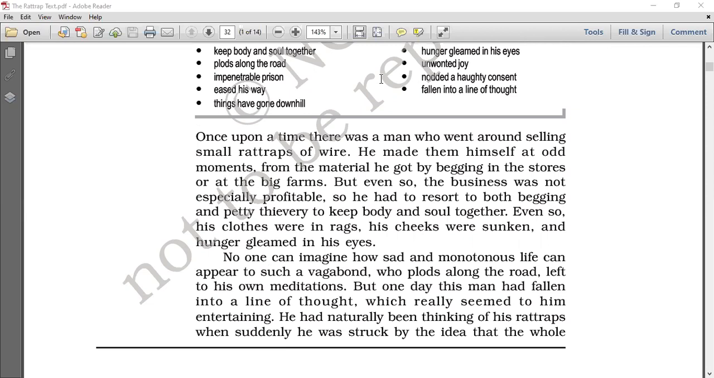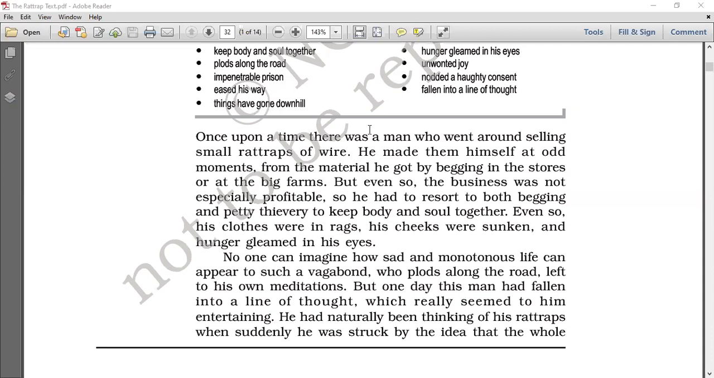So once upon a time, there was a man who went around selling small rat traps of wire. He made them himself at odd moments from the materials he got by begging in the stores or at the big farms. But even so, the business was not especially profitable. So he had to resort to both begging and petty thievery to keep body and soul together. Even so, his clothes were in rags, his cheeks were shrunken, and hunger gleamed in his eyes.